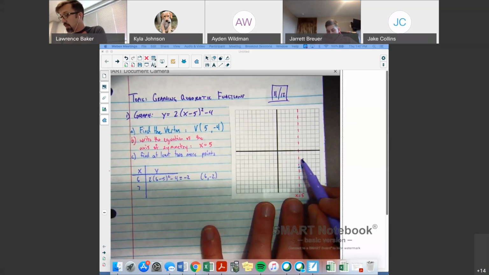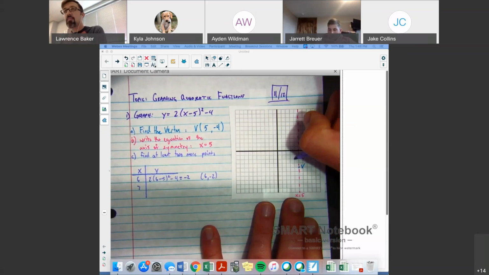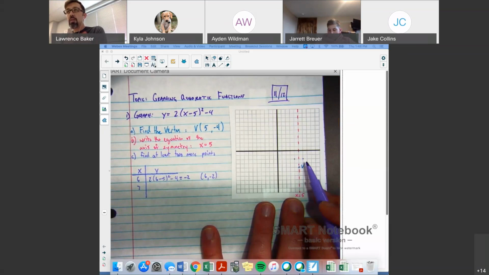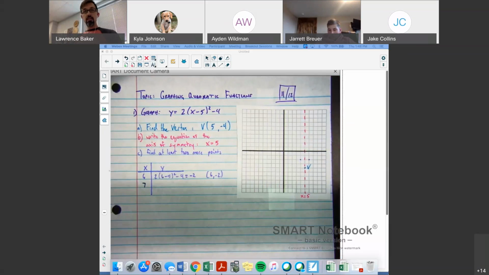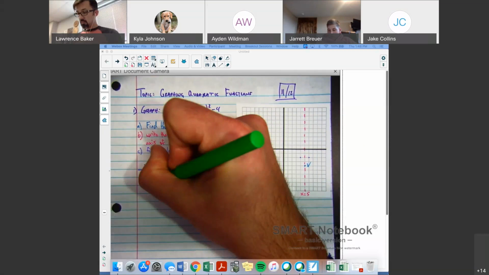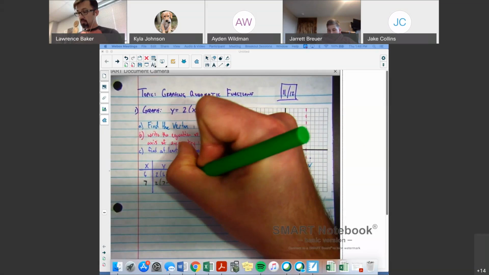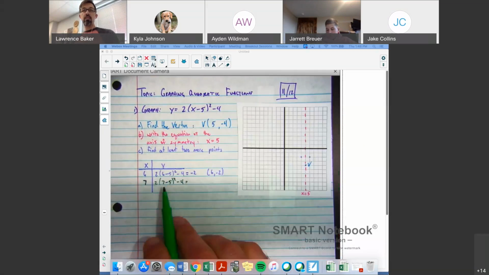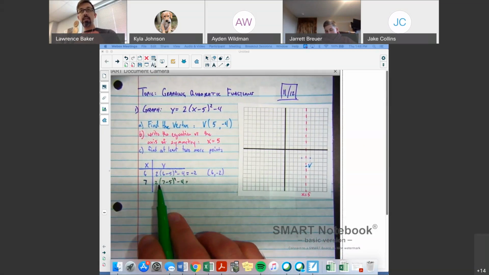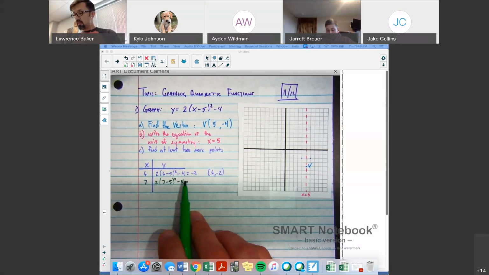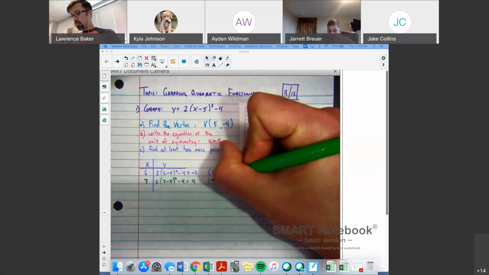So notice I'm 1 unit away on the right side. I need to go 1 unit away on the left side and plot that point. Okay. So we find 1 point and then we reflect it across. Now I need to go find another point. So I'm going to plug in 7. Do the math. 7 minus 5 is 2. 2 squared is 4. 4 times 2 is 8. 8 minus 4 is 4. So I get the point (7, 4).